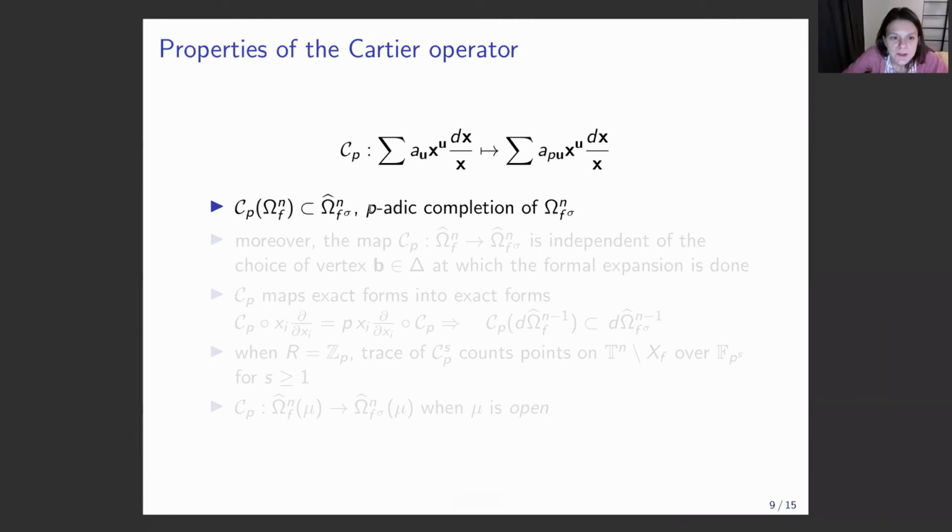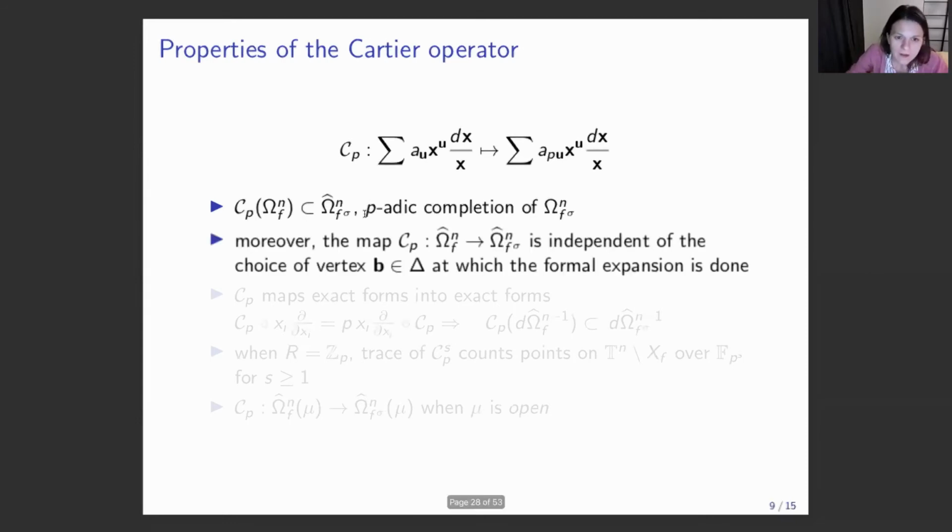The first property is what I just said, this lemma: the result of application of the Cartier operation lands in the p-adic completion of the module of n-forms for f sigma. Another interesting property is that this operation on p-adic completions, we can extend it to p-adic completions by linearity. It's independent of the choice of the vertex at which we are doing formal expansions. That's a nice lemma to prove, but other constructions of the same operation are possible, and they can be done independently of the vertex, not using formal expansions actually.